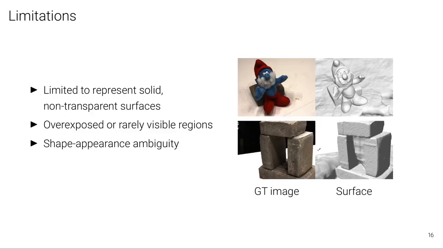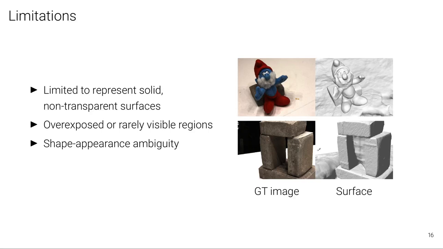While UNISURF captures accurate geometries, there are some limiting factors here. First, our model is by definition only able to represent solid objects, and it cannot model transparencies. Furthermore, the reconstruction performance drops for overexposed and rarely visible regions in the ground truth images. As an example, we see non-plausible surfaces here in the top right example. Another difficulty results from shadows and holes in objects. Here our model struggles with resolving the shape-appearance ambiguity.